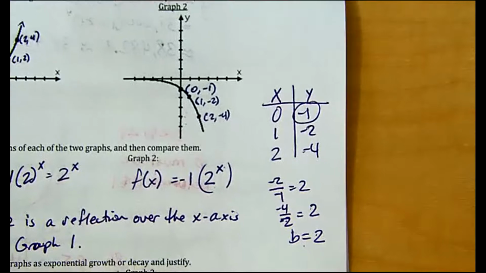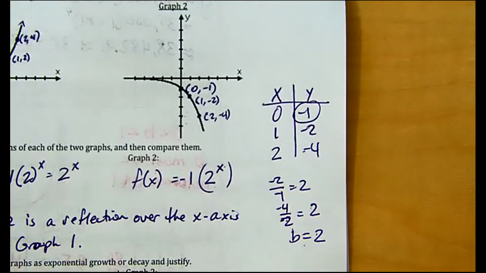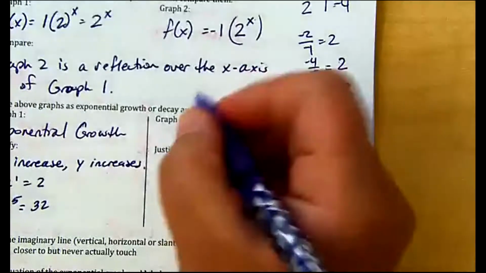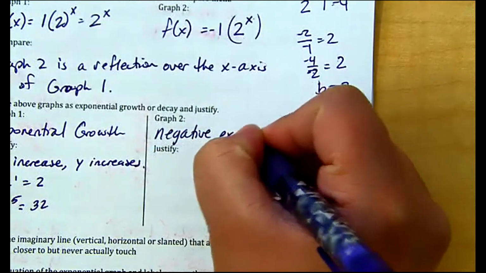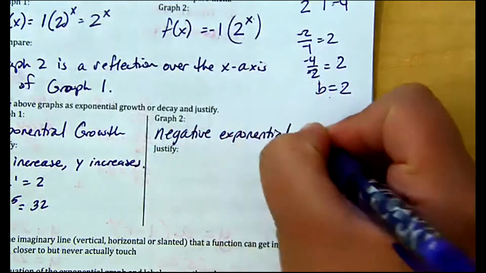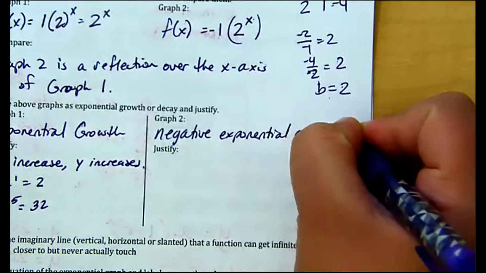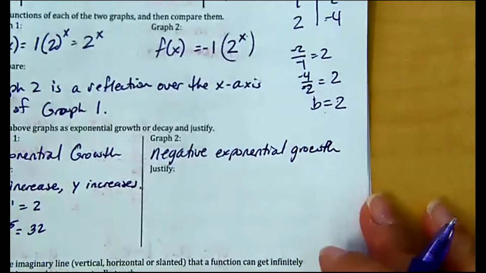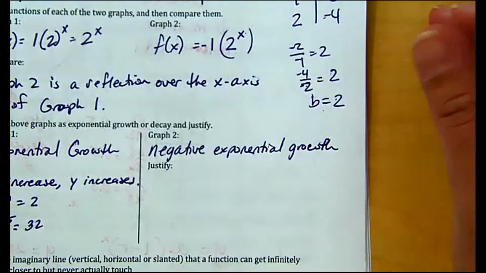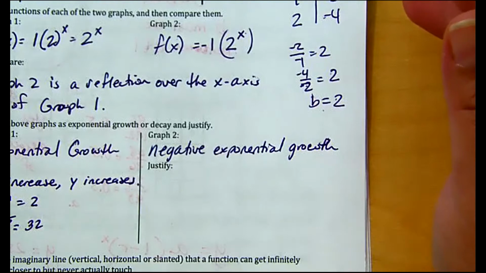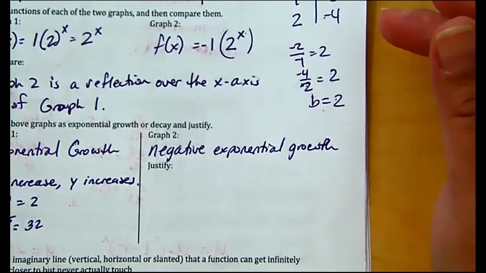This is actually a growth model. This is actually exponential growth, but we don't just call it exponential growth. We call it a negative exponential growth. And the main reason that it's a growth is because the absolute value of your y's is still getting larger. It's not getting smaller towards zero, right?